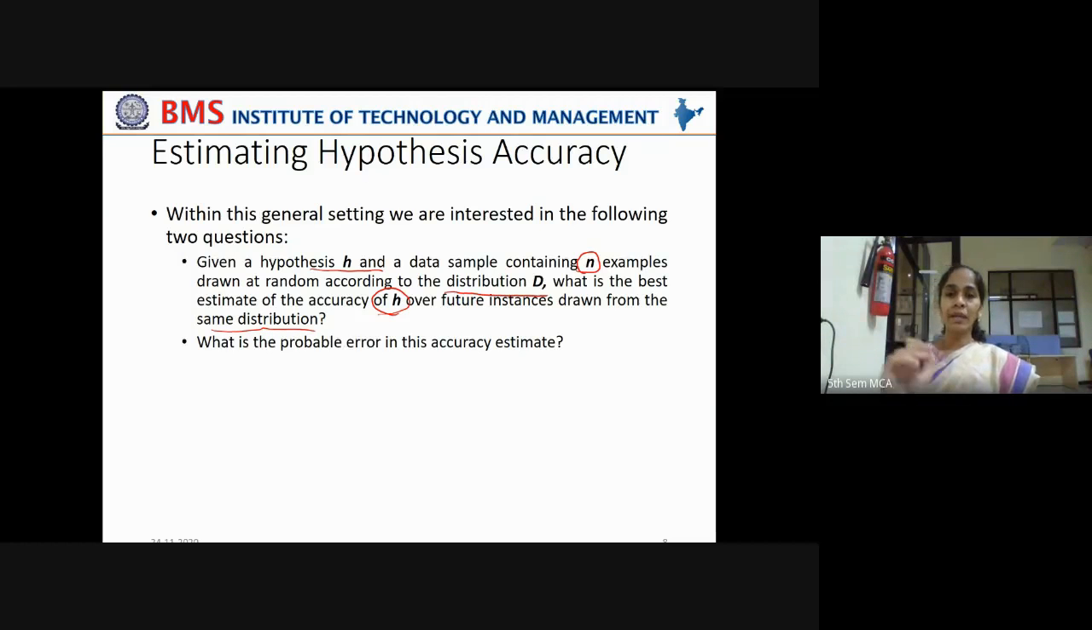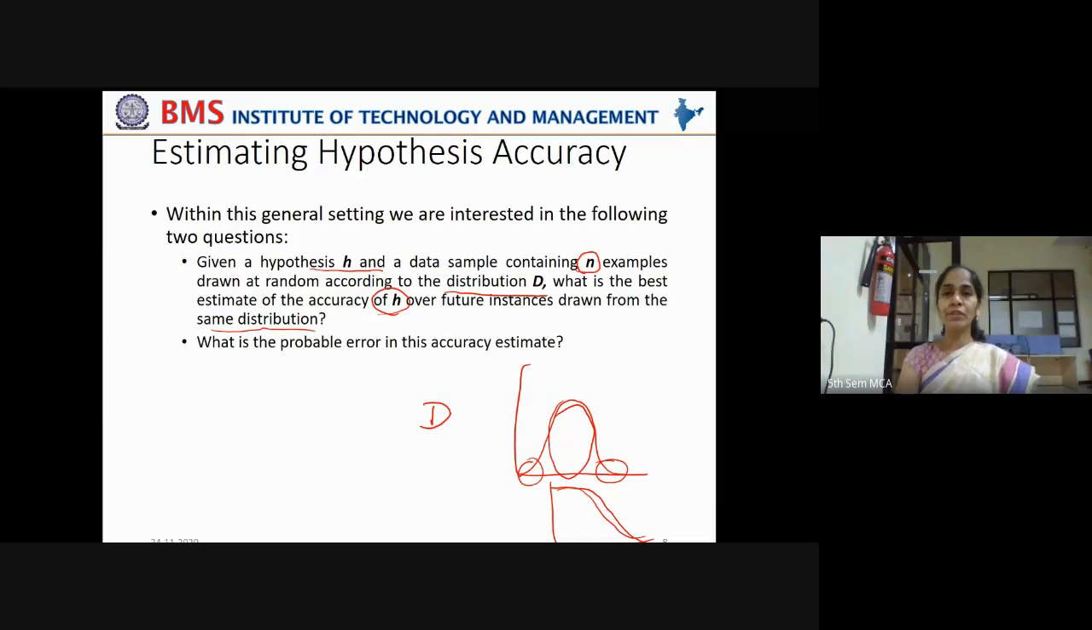As I told you, again I'm explaining what this distribution D is. Distribution D is according to which particular pattern your data points are observed. As I told, they may be in the form of a normal distribution, or a Poisson distribution, or a skewed type of distribution. In a normal distribution, most of the points lie in this range and very few points lie on the tails of this curve, right? That is called a normal distribution or Gaussian distribution.